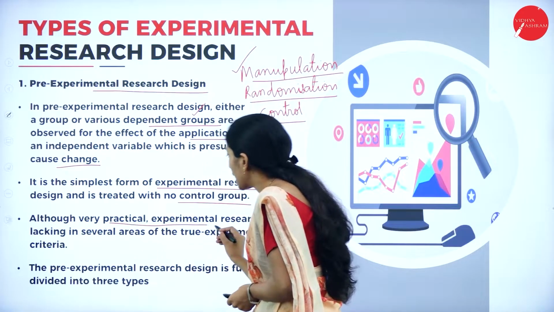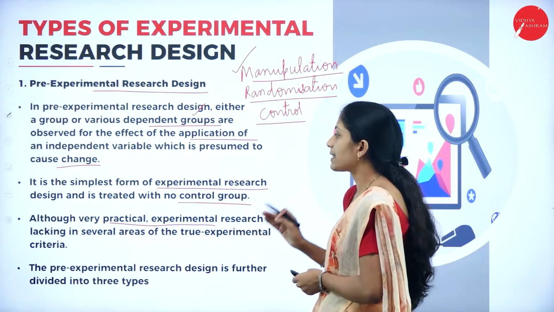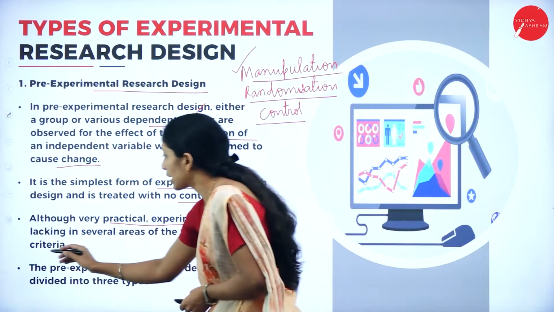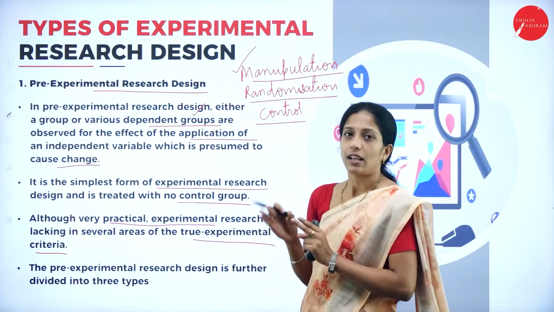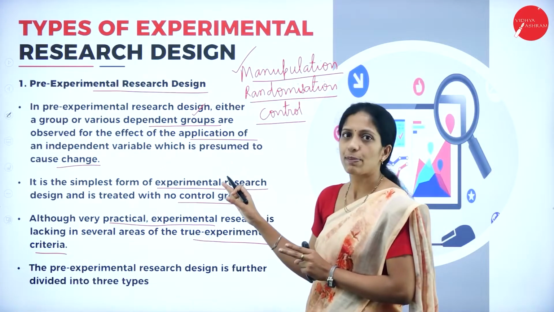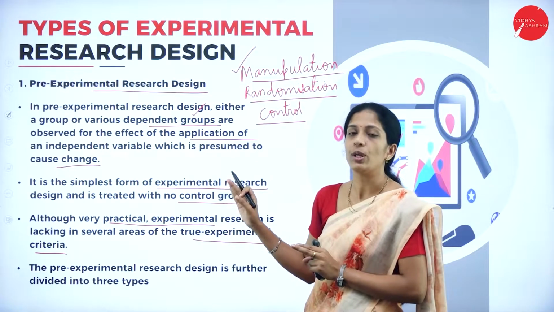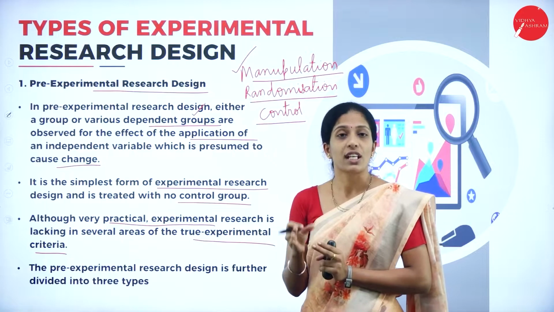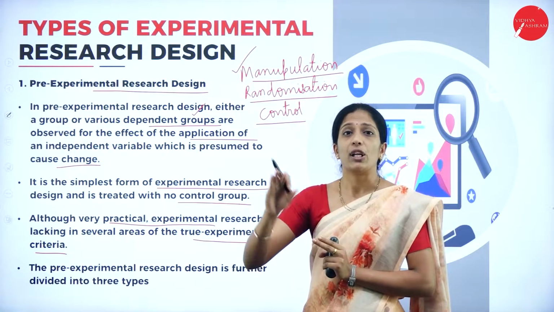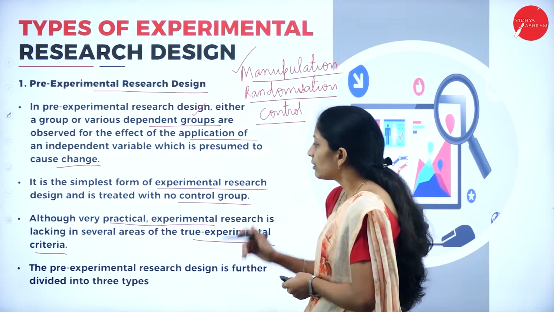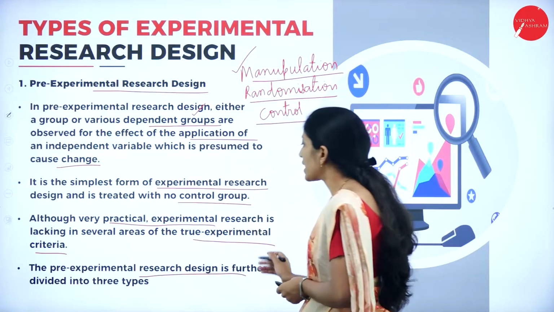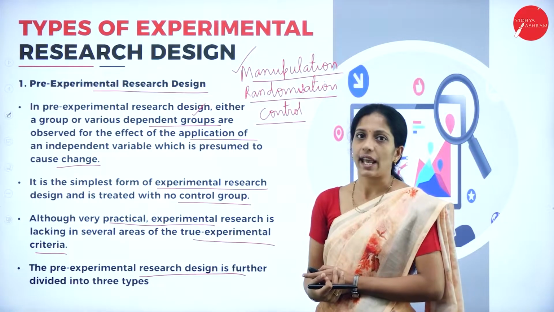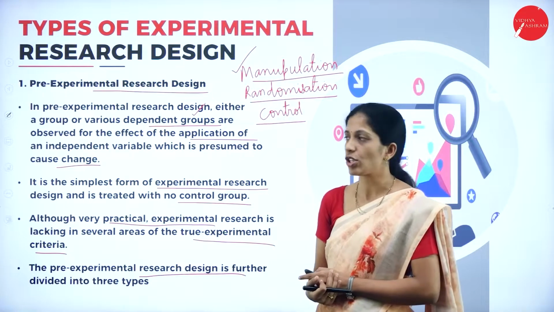Although very practical, experimental research is lacking in several areas of the true experimental criteria. So here, according to this pre-experimental research design, I have told you we are going to give importance to manipulation, where we are going to see the effect of one variable on another variable. The pre-experimental research design is further divided into three types. So let us see what the three types of pre-experimental research design are.